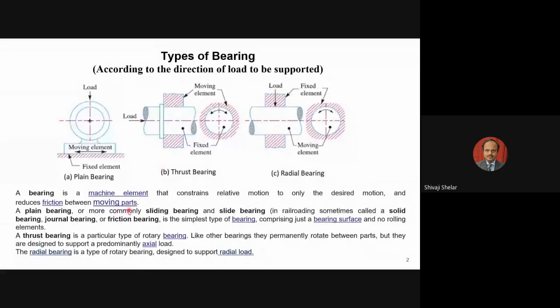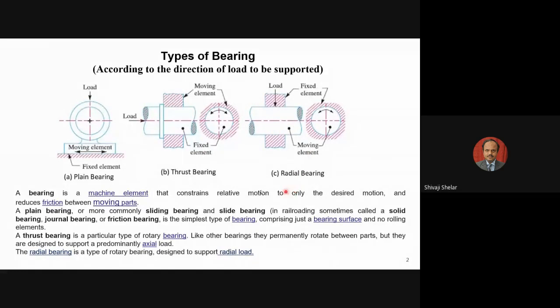Then the thrust bearing is a particular type of rotary bearing. I told you that the element is rotating here, so it is a rotary bearing. Like other bearings, they are permanent, rotate between the parts, but they are designed to support predominantly axial load. So if your maximum load is axial load and there is a minor radial load also, that can also be supported by the thrust bearing. The radial bearing is a type of rotary bearing, again designed to support radial load.